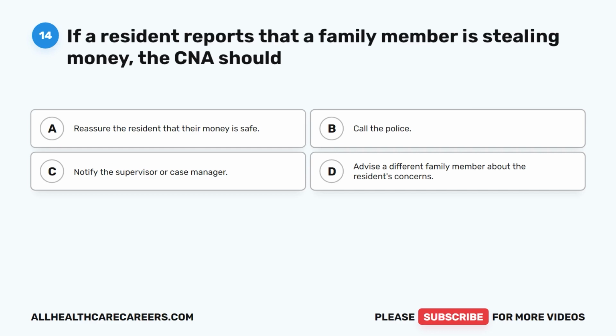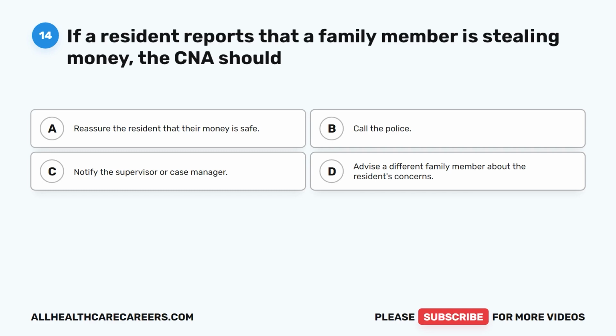Question 14. If a resident reports that a family member is stealing money, the CNA should A. Reassure the resident that their money is safe. B. Call the police. C. Notify the supervisor or case manager. D. Advise a different family member about the resident's concerns.